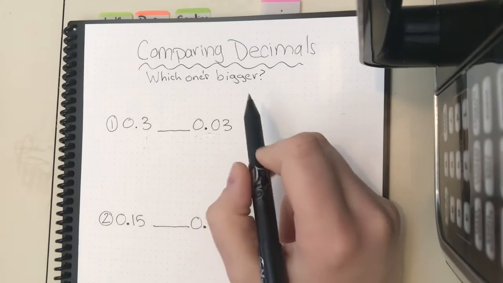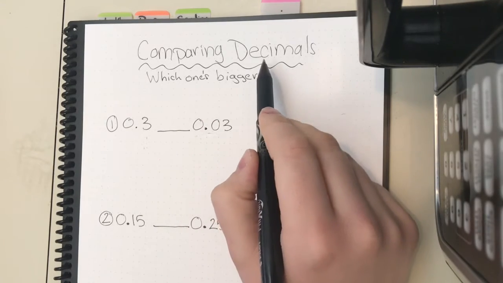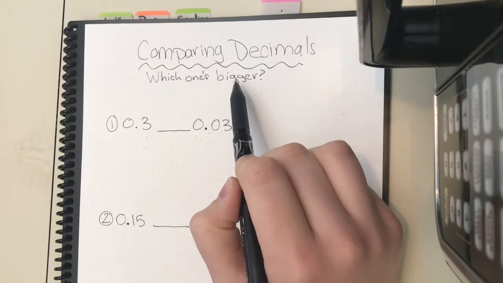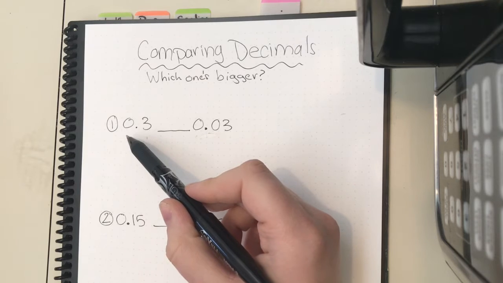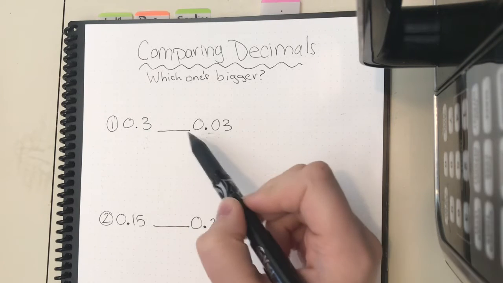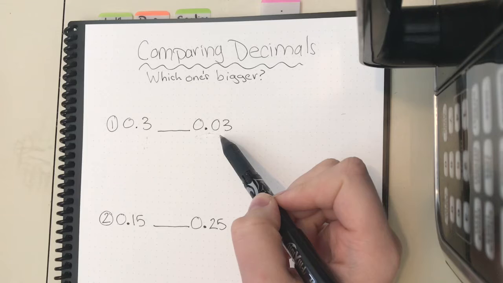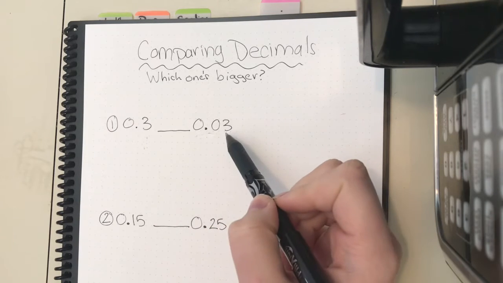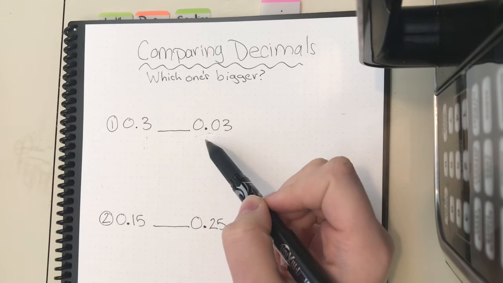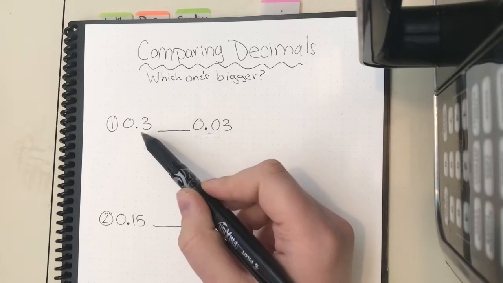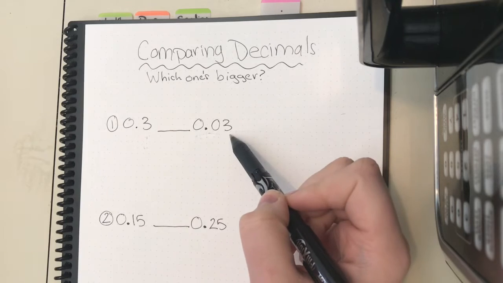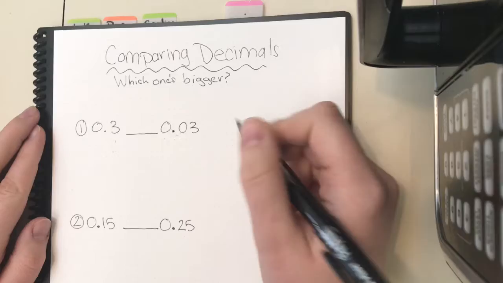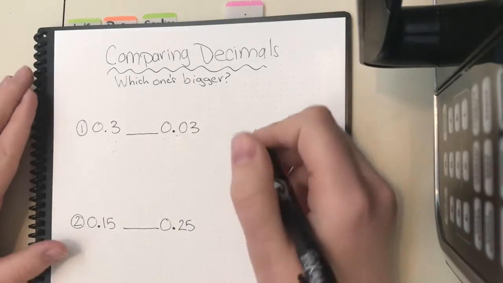Today I'm going to be teaching you a trick for comparing decimals. When we're comparing decimals, we're asking which one is bigger. Okay, so for our first problem, we're comparing 3/10 to 3/100. 0.3, and we're comparing that to 0.03, or 3/100. Okay, and you might already know the answer to this because you might know that tenths are bigger than hundredths. But I'm going to show you a trick that you can use for any two decimals to compare them.